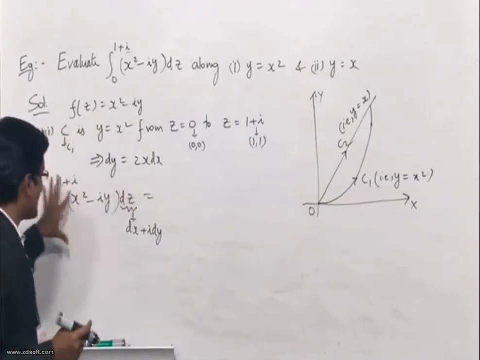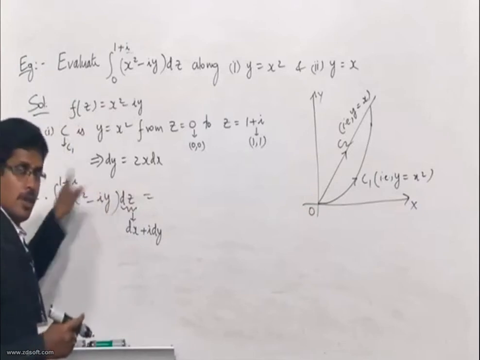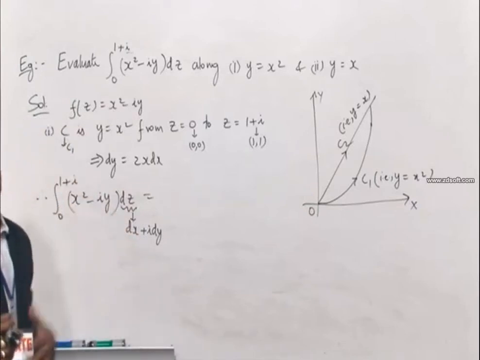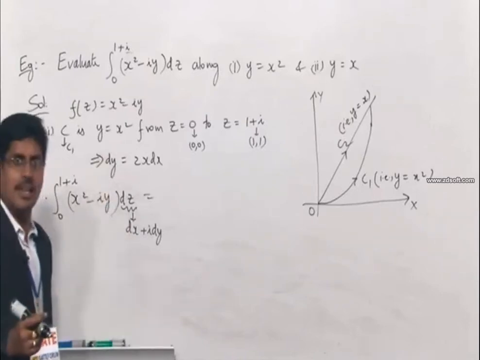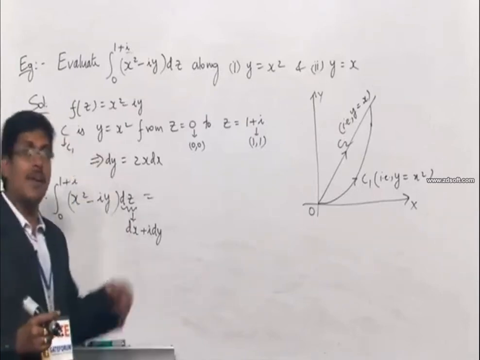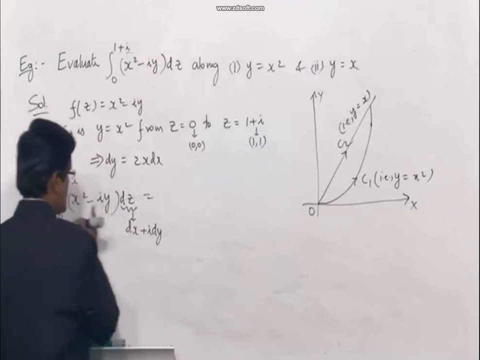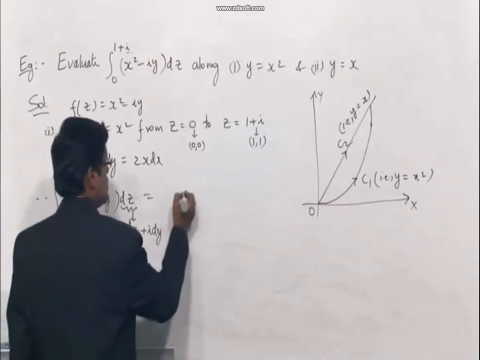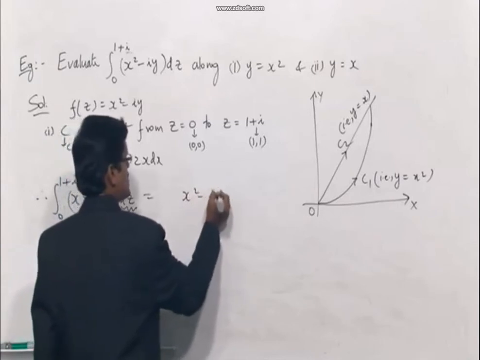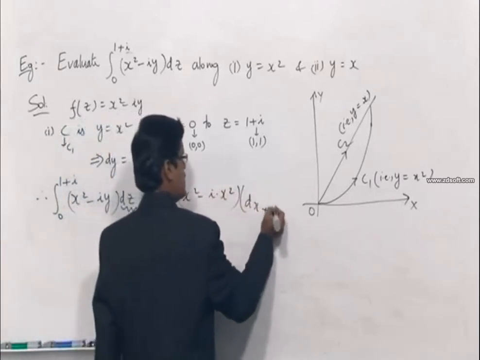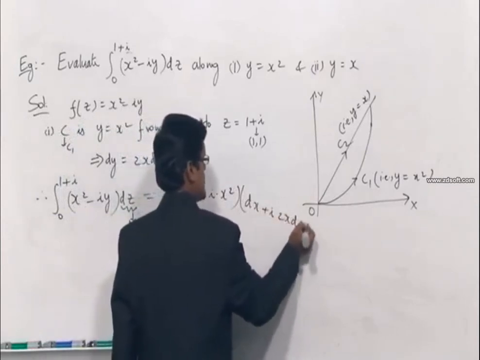Okay? Or you express whatever you are going to integrate as the derivative of some expression. That will happen only if f of z is analytic. Yesterday, that happened if f bar is irrotational, curl f bar is equal to 0 bar. So, multiplication of these two gives, first of all, x square minus i into y is nothing but x square, dx plus i into dy is nothing but 2x dx.